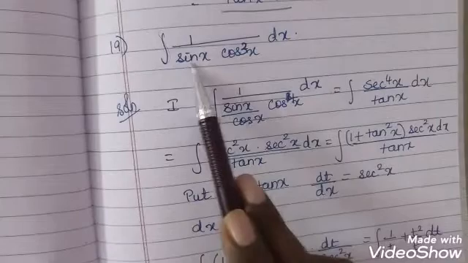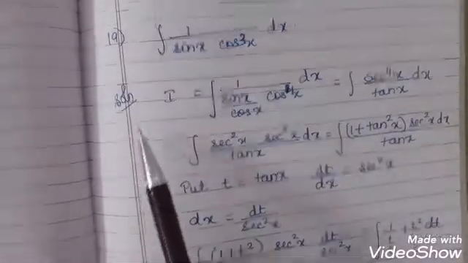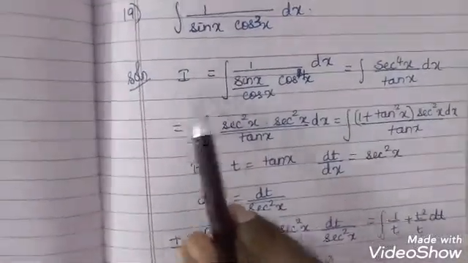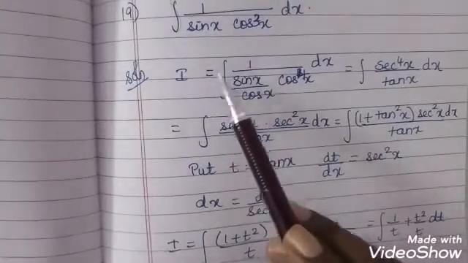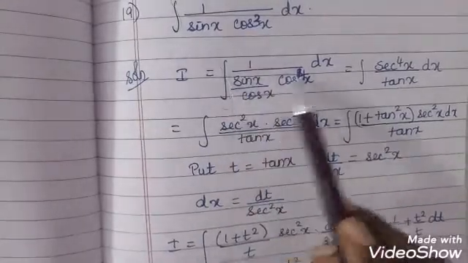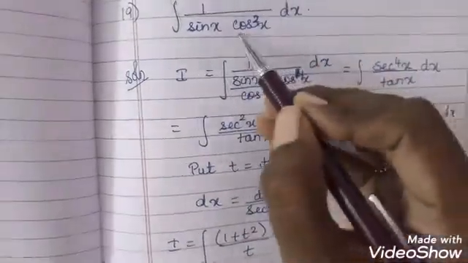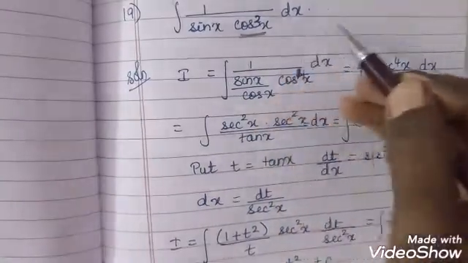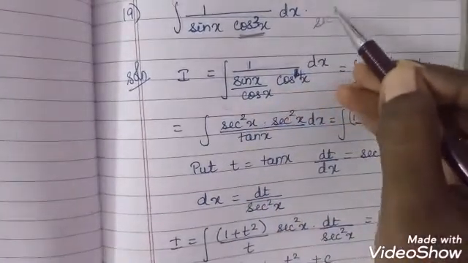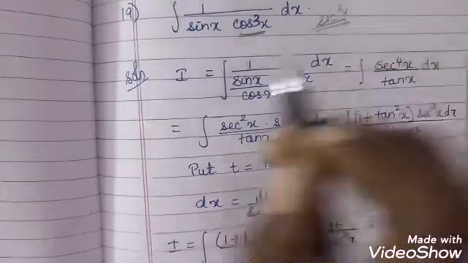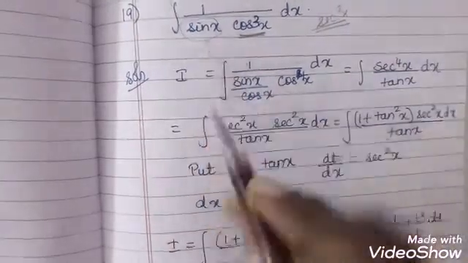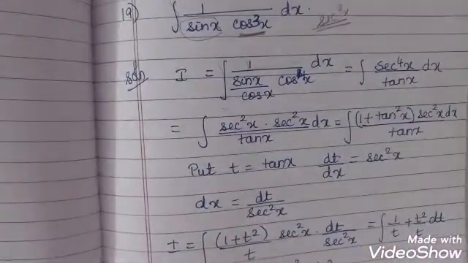Integral of 1 by sin x into cos cube x dx. So what is integral of sin x by cos cube x dx? What will I have? It is equal to integral of 1 by. So here again, if you see, you have got cos cube. Even if it goes to the numerator, you will have secant cube x only. This is nothing but cosecant. So I cannot do much with secant cube.